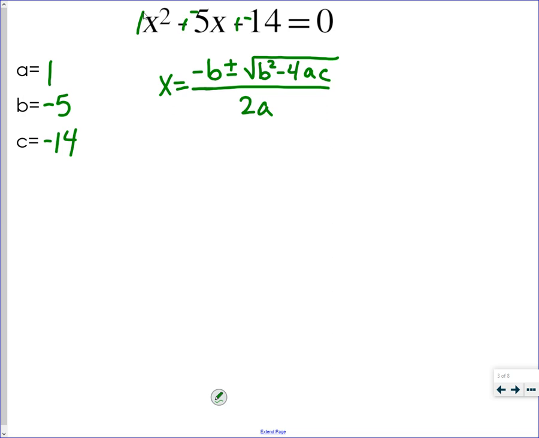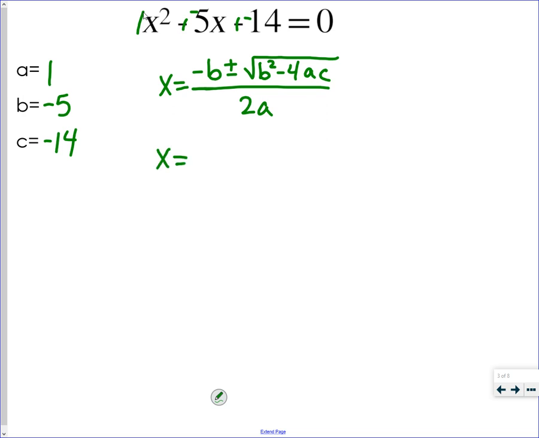And when I sing this, I do say negative b. However, it really is the opposite of b. It just doesn't fit the song as well. So it's the opposite of b. So in this case, b was negative 5. I'm going to be changing that. Whatever the sign is, I change it. So this is going to be a positive 5. First step is we're just going to substitute all of our stuff into the right place.